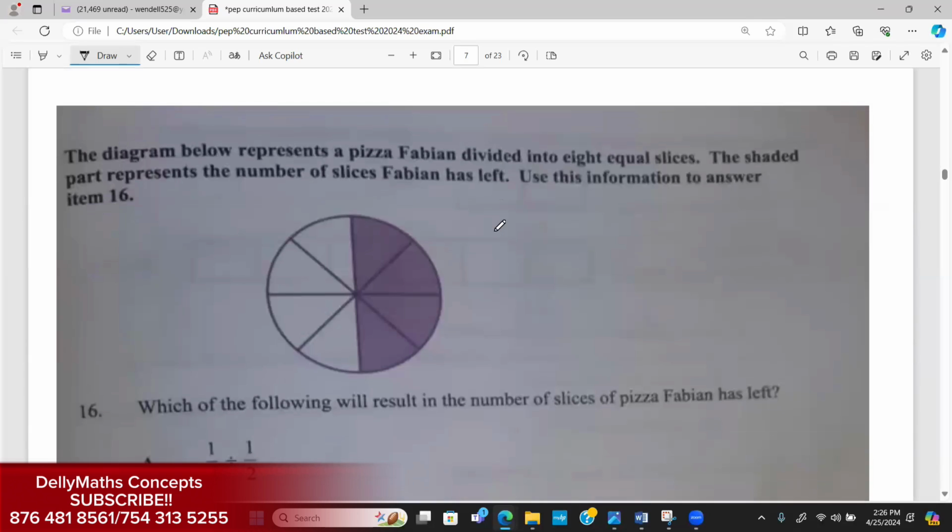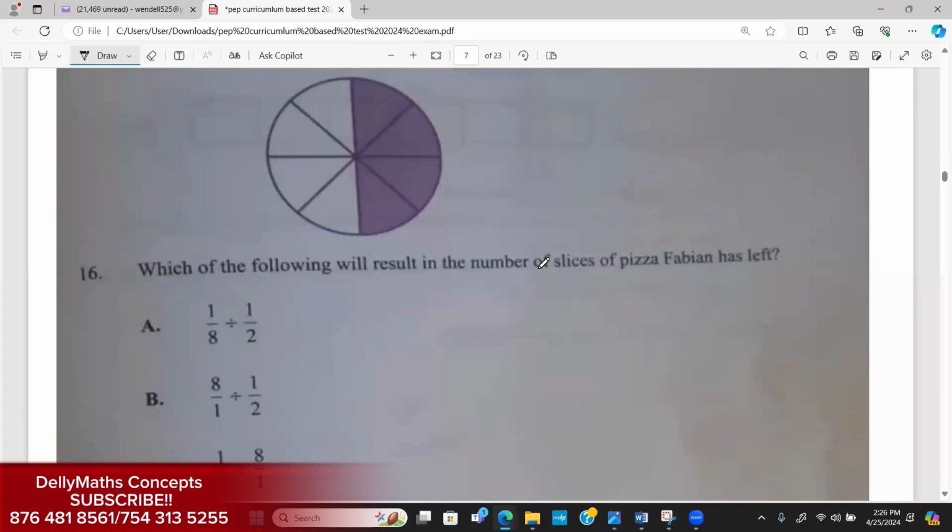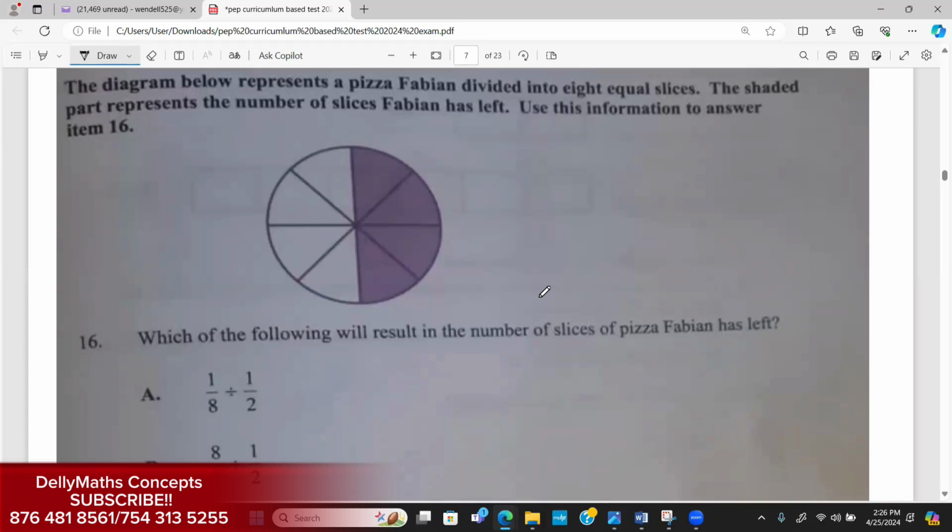Number 16. The diagram below represents a pizza Fabian divided into 8 equal parts. The shaded parts represent the number of slices Fabian has left. So the shaded part is what is left. No problem. It's half of it anyway. It says use the information to answer item 16. Which of the following will result in the number of slices Fabian has left? Okay. All right, no problem.